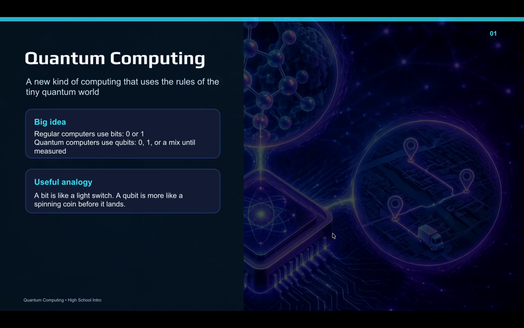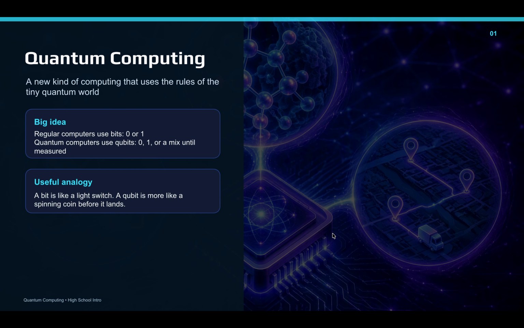Hi everyone, have you ever wondered if there's a faster and even smarter way to solve really difficult problems? The computers we use every day, like laptops, phones, and gaming consoles, store information in something called bits. A bit can only be one of two values, 0 or 1, like binary. Quantum computers use something different called qubits.